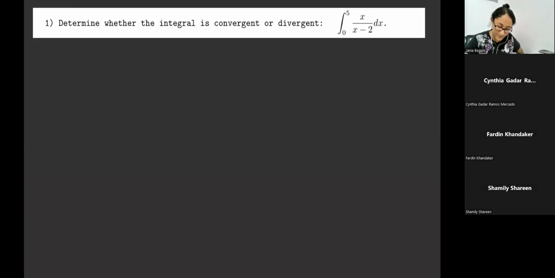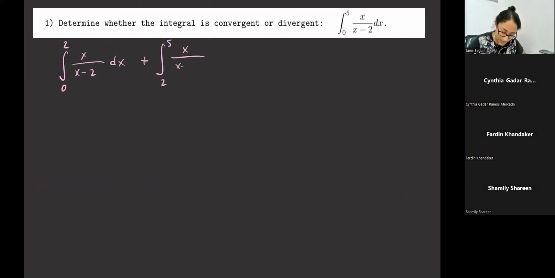Okay, so it's improper at 2, so that means we're looking at the integral from 0 to 2 of x over x minus 2 dx plus the integral from 2 to 5 of x over x minus 2 dx. Now only work with one of the pieces, and if it diverges, then you don't need to waste time working on the other piece. So which one do you guys want to do?